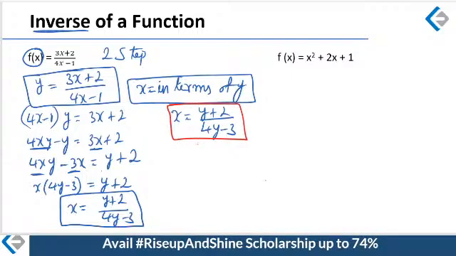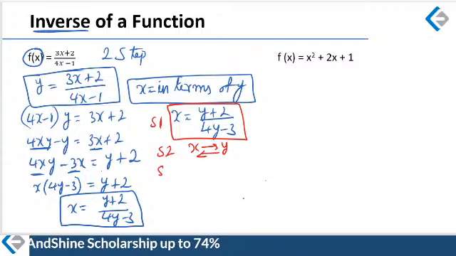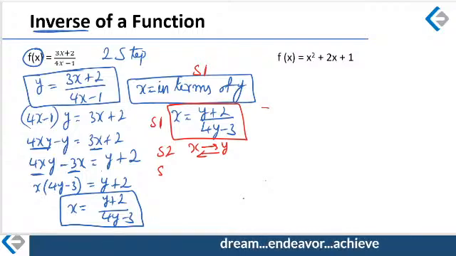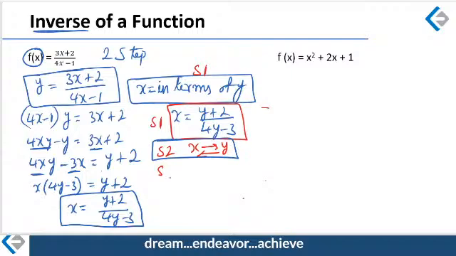Now what do you have to do? Replace x with y and y with x in this function. Step one is writing it like this. What is step two? Step two is just replace. Step one was to express x in terms of y. Step two is to replace x with y and y with x in whatever you got in step one.